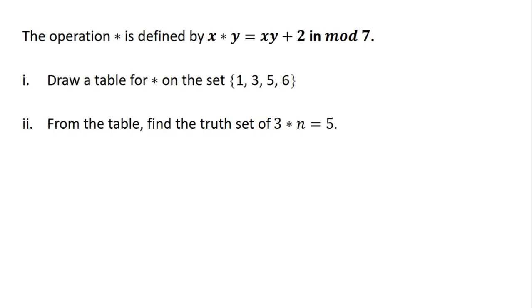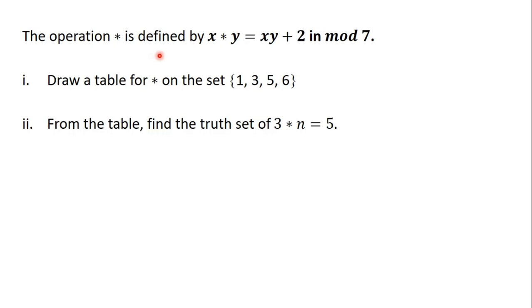The question for this video is, the operation star is defined by x star y is equal to xy plus 2 in mod 7. I. Draw a table for star on the set 1, 3, 5, 6. II. From the table, find the truth set of 3 star n is equal to 5.